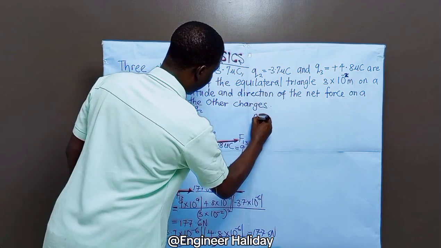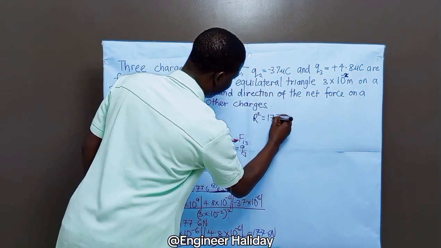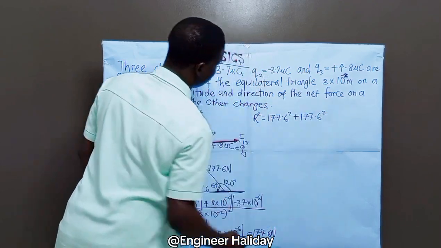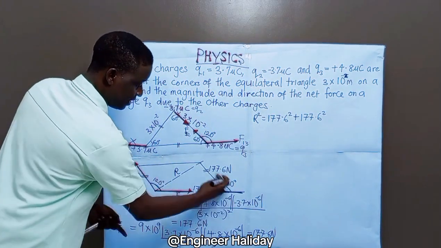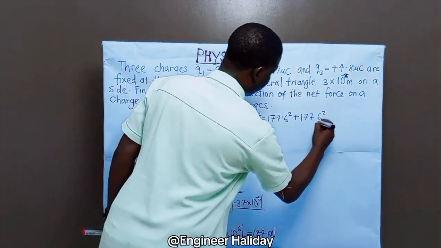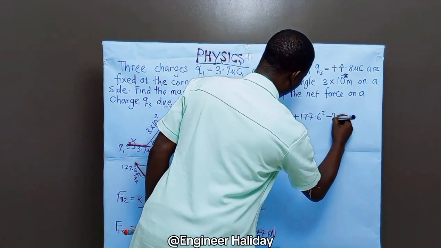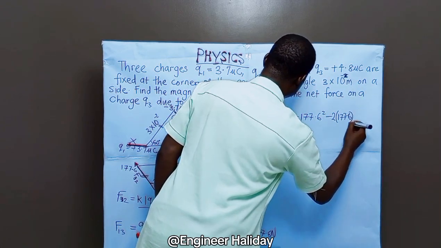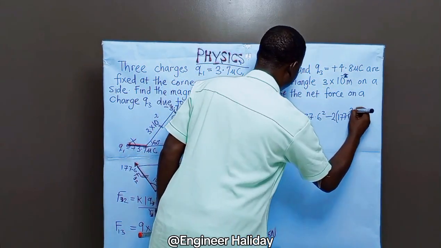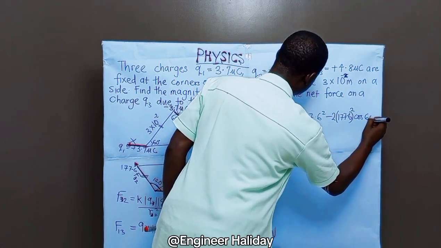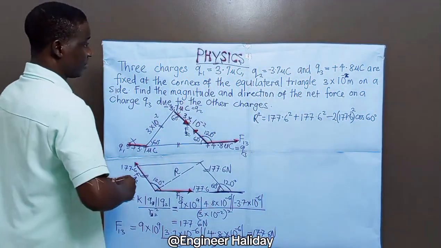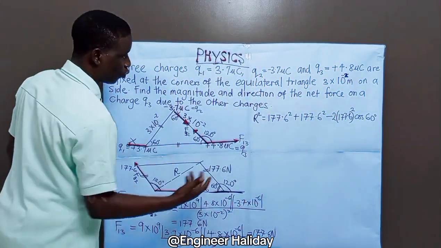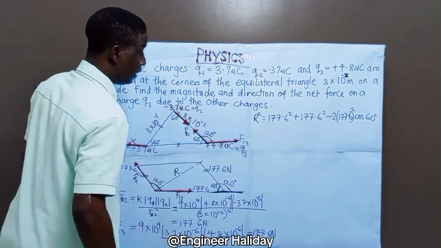Similarly, what we'll just do is to take the resultant. R squared equals 177.6 squared plus 177.6 squared minus 2 into bracket 177.6 times 177.6 cos 60 degrees. I'm using the parallelogram law. The two sides are these, with the included angle. What is the angle there? Instead of writing another 177.6, you can just square it, because it is the same thing as 2 times 177.6 times 177.6.